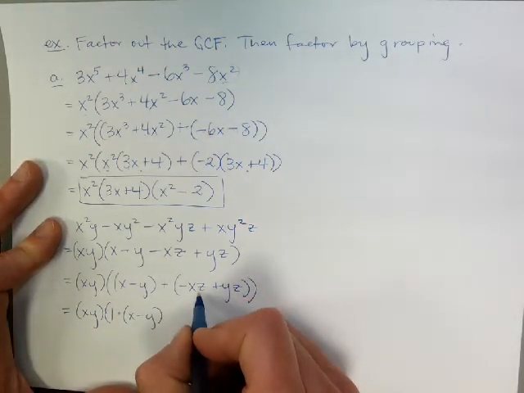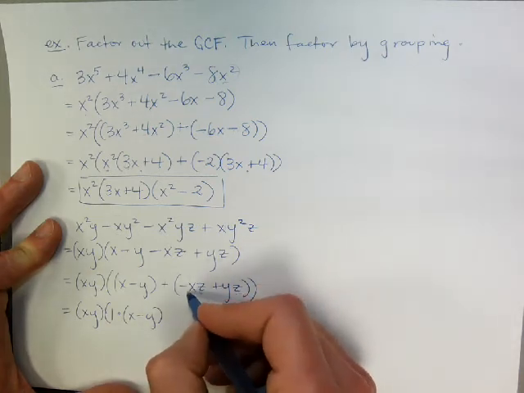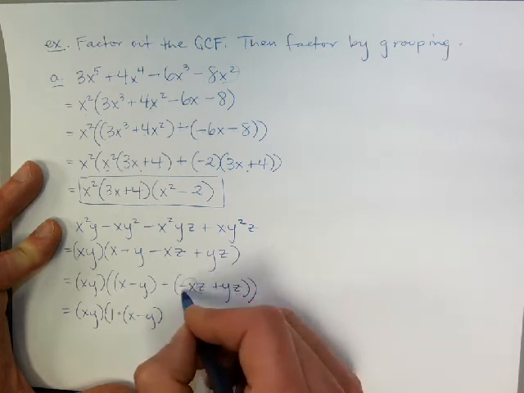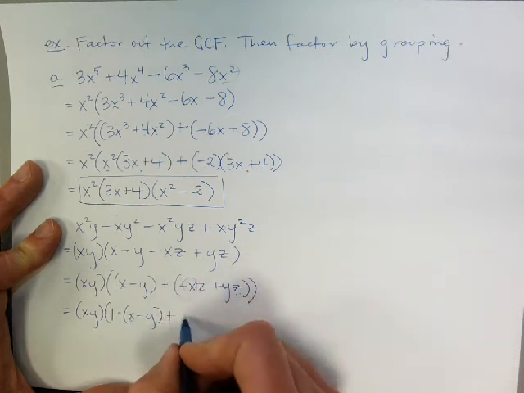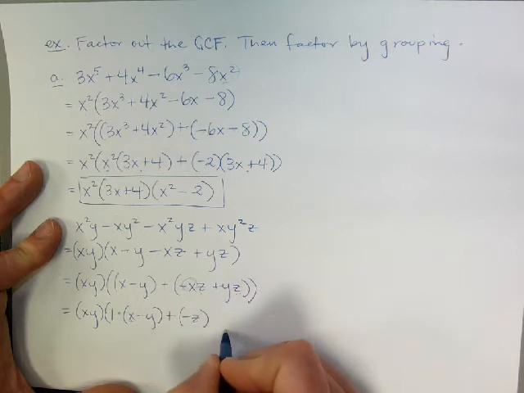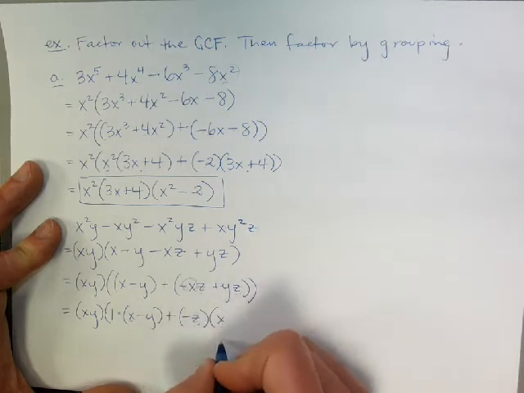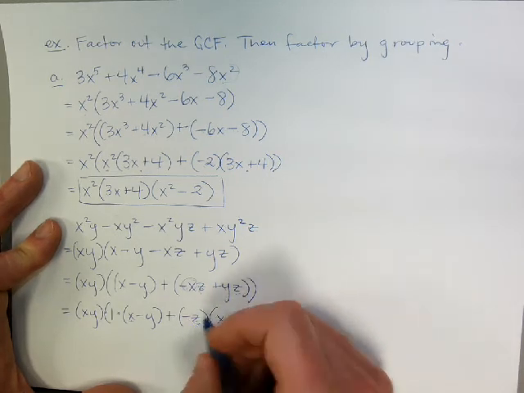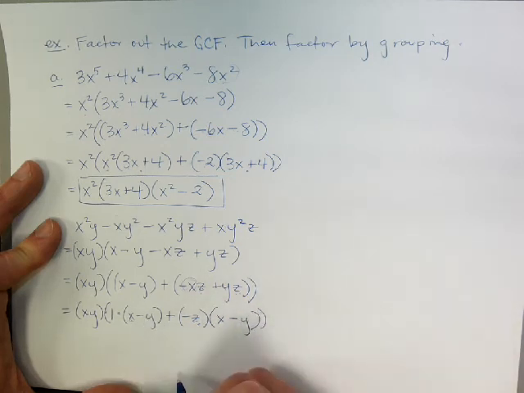Here, we have a z in both terms. We'll be left with an x if we take the z out, and it's got a negative sign. We want to make it positive, so let's take a negative z. Minus xz divided by negative z becomes positive x, and positive yz divided by negative z becomes a negative y. Perfect, we got them to match.